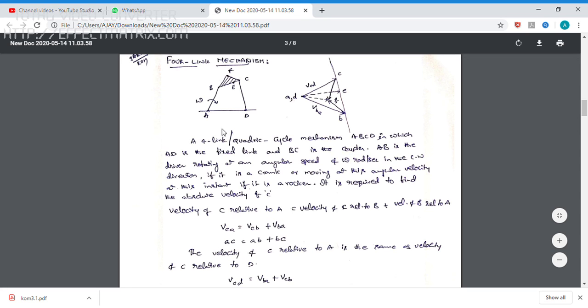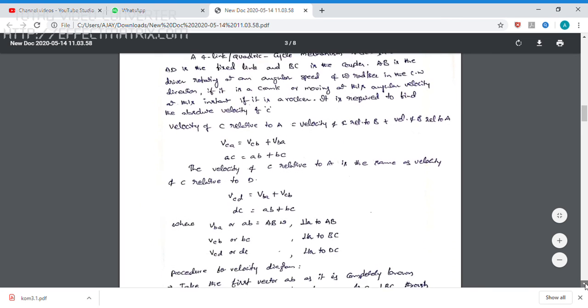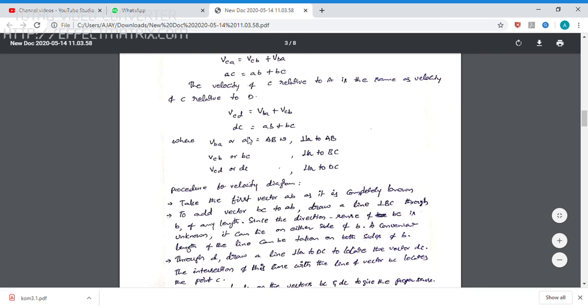Here, if you observe, AD is the fixed link. The same thing you can express in another form also. Instead of A, you can write D also, because A and D are located on the same fixed link. That's why instead of A, we can express VCD is equal to VBA plus VCB. In vector form, we can also write DC is equal to AB plus BC.